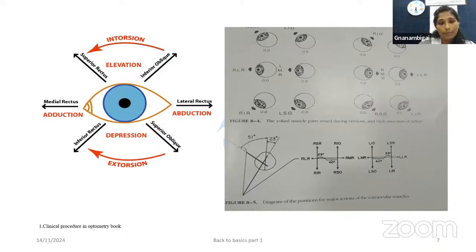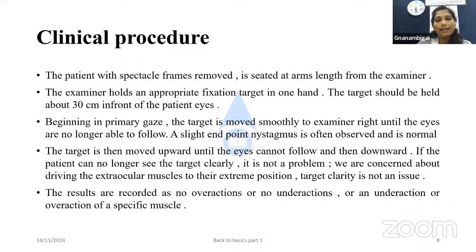So, the clinical procedure for ocular motility. The patient's spectacles have to be removed, and the patient and examiner should be seated at 1 meter, arm's length. The examiner holds an appropriate fixation target with one hand. The target should be about 30 centimeters in front of the patient's eyes. It should begin in the primary position. Then the target should be moved smoothly to the examiner's right until they are no longer able to follow. Slight end point nystagmus is often observed and is normal.